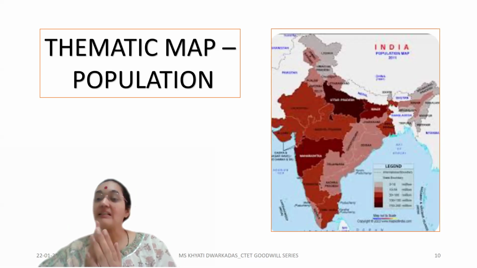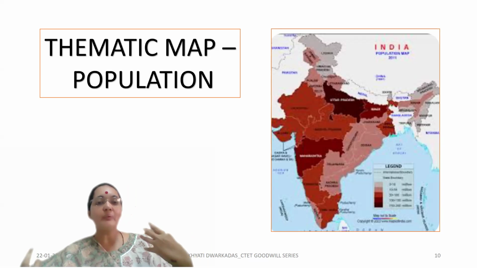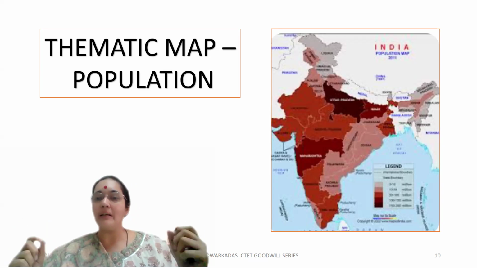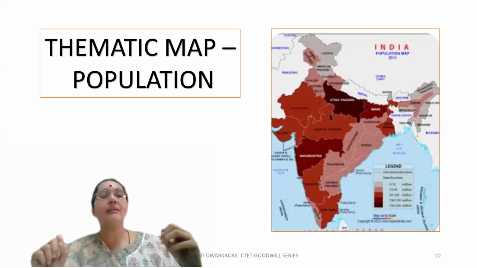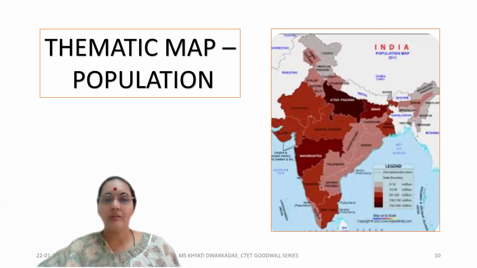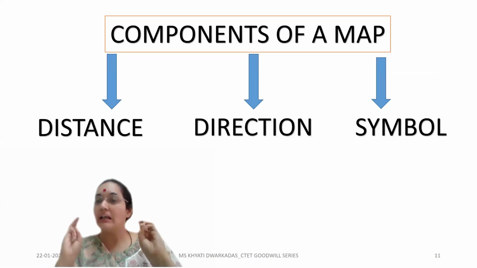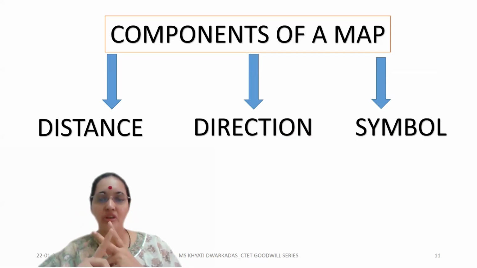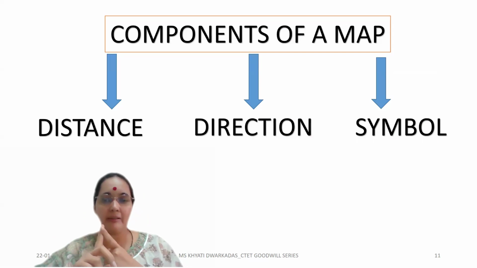Each of these themes, like we go for a theme party, we have a Christmas party, or a Halloween party, or a Diwali party. Like that, we have themes in every party. Similarly, when each map comes with a theme, it's called a thematic map. Now, each map has components. There are only 3 components in a map: distance, direction, and symbol. A map will have only 3 components: distance, direction, and symbol.